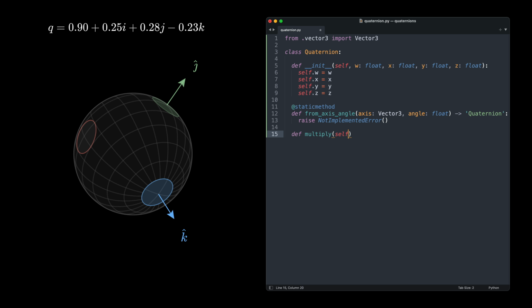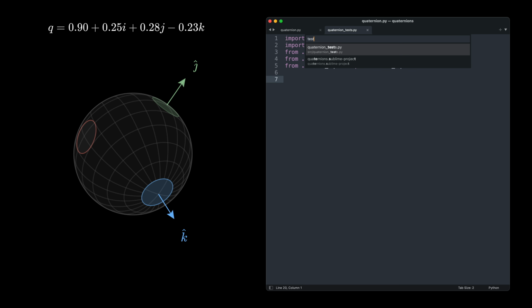The multiply method takes in a quaternion as input and returns the result of multiplying this quaternion by the other quaternion. And the transform method takes in a vector as input and returns its transformed position according to this quaternion. Let's write some unit tests for our class.